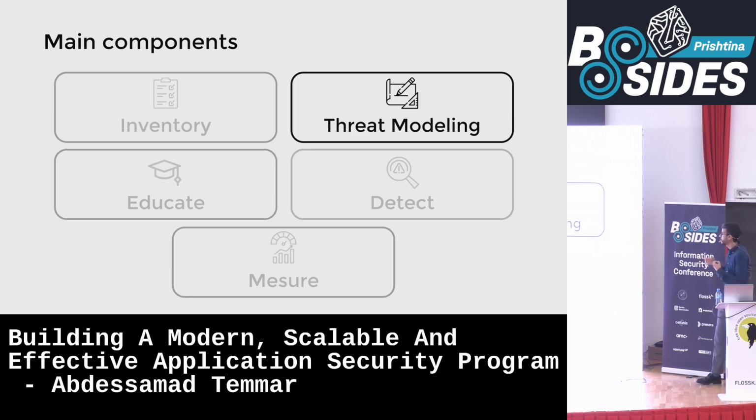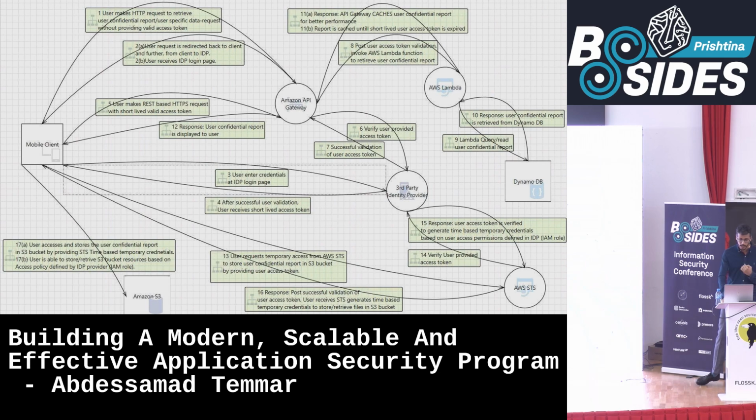Okay, let's move on to the next component, which is threat modeling. Most classic threat modeling approaches will require you to draw a diagram like this. This is, for example, in the STRIDE methodology. This means that you need to convert all your existing documents, all your diagrams, into something similar to this.